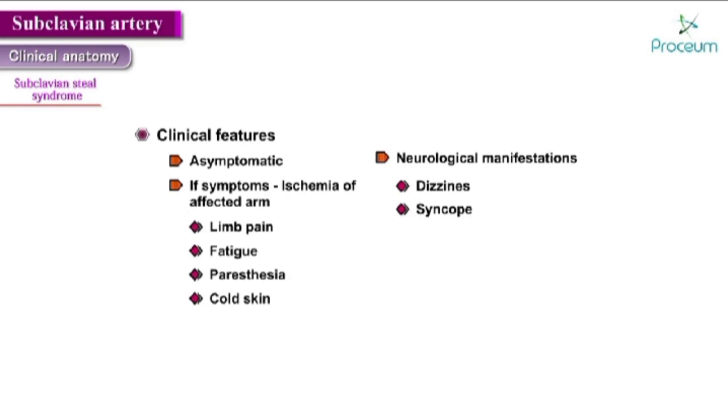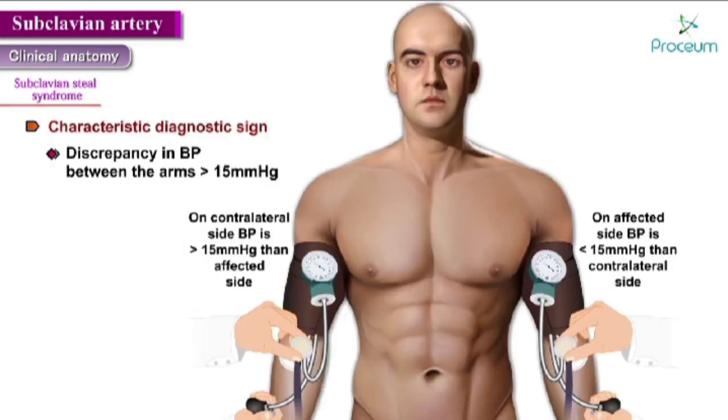Now let's talk about the neurological manifestation. It presents as dizziness, and syncope can also occur. Syncope rarely occurs, but it can be present in case of cerebrovascular lesion.